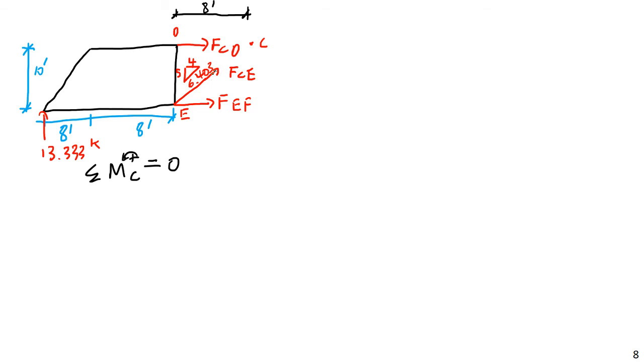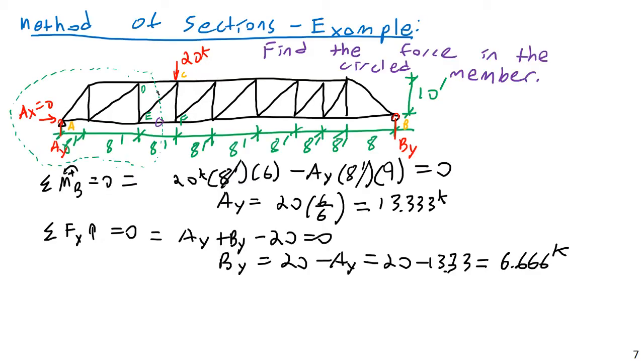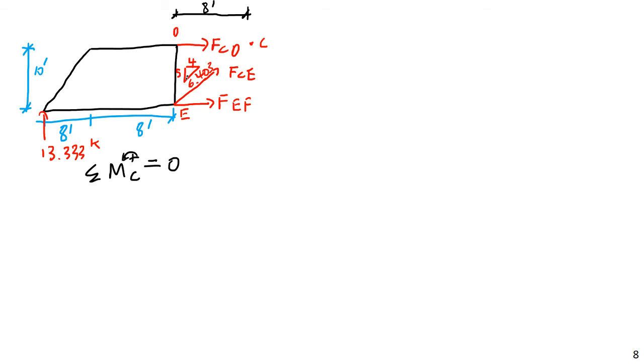Well, looking here, FCD and FCE come from the two cut member forces. Every time I cut across a member, I'm going to generate an unknown force. And just as I did in the method of joints, I make the lazy assumption that everything's in tension, and then if I get a negative number, I know that it's going to be in compression. Simple enough.